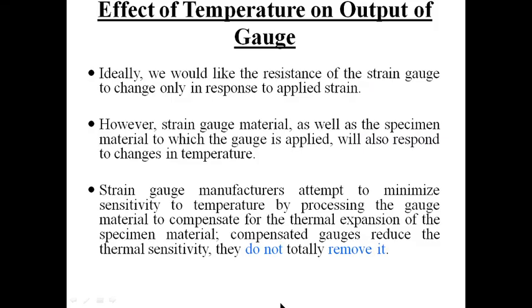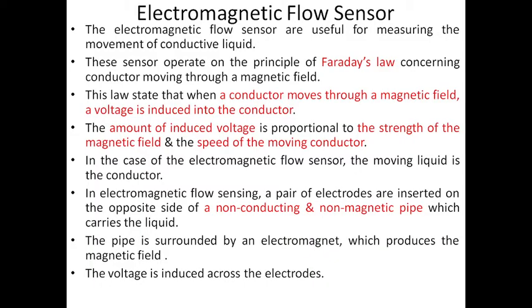Okay, so here the strain gauge concept is over. The strain gauge is used to measure the pressure, or we can say the strain gauge is used to measure the force here. Now we are going to see the second concept, which is the electromagnetic flow sensor. So here are the electromagnetic flow sensors on your screen.